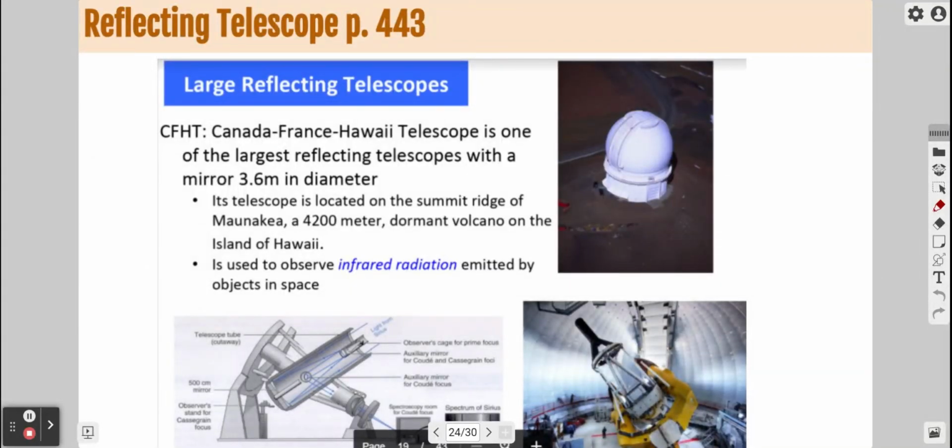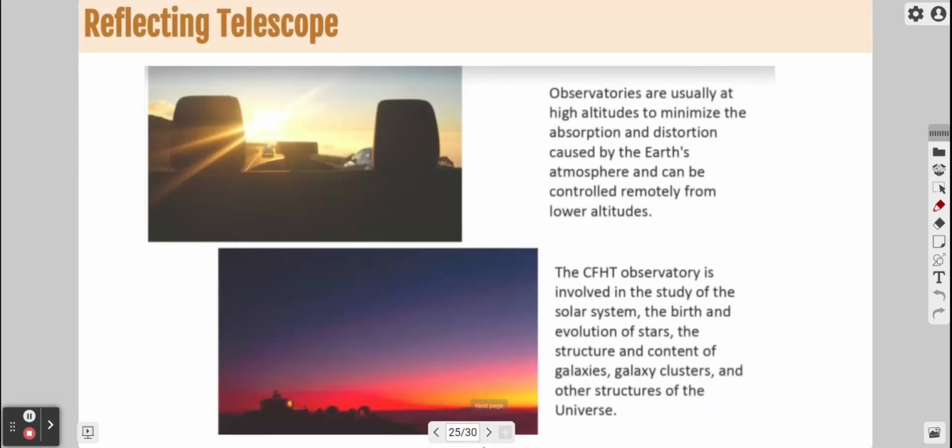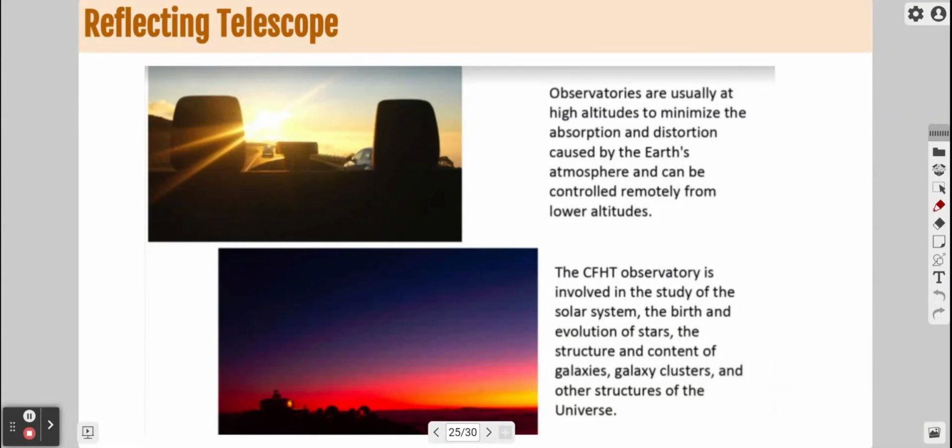Some of these big telescopes, there's an example of a reflecting telescope on page 443. There's the Canada-France-Hawaii telescope, which you can read about more in your textbook. And a little bit more about that same telescope, and some more things you can read about from your textbook if you want.